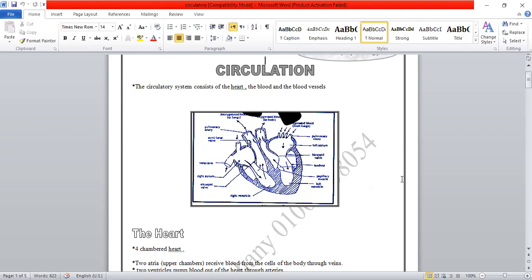Understand that? Yes. Yes. Yeah, but the circulatory system consists of the heart, the blood, and the blood vessels.